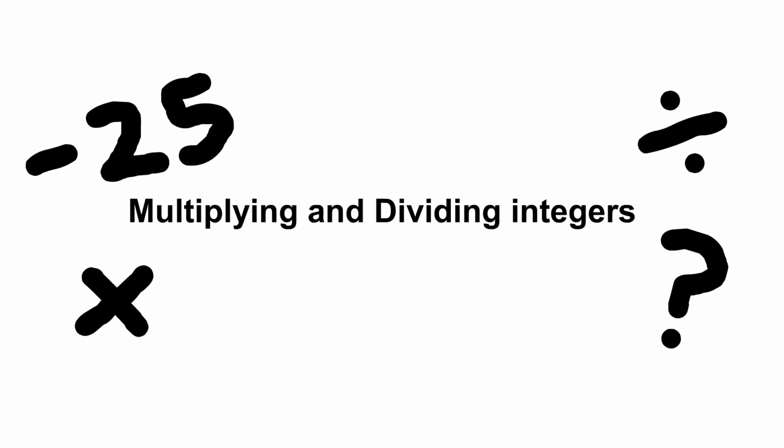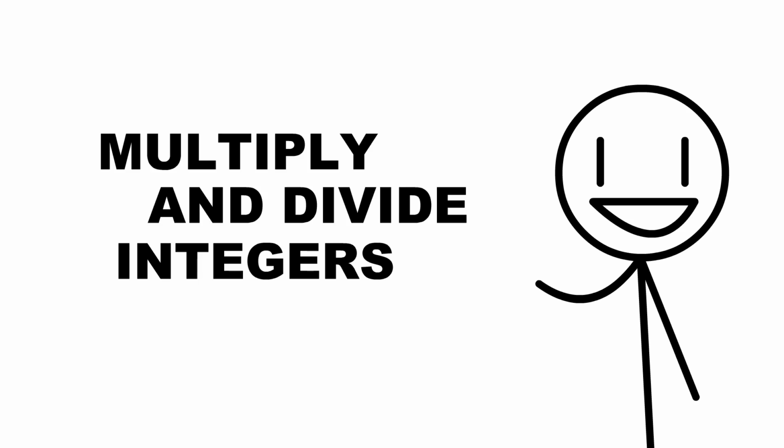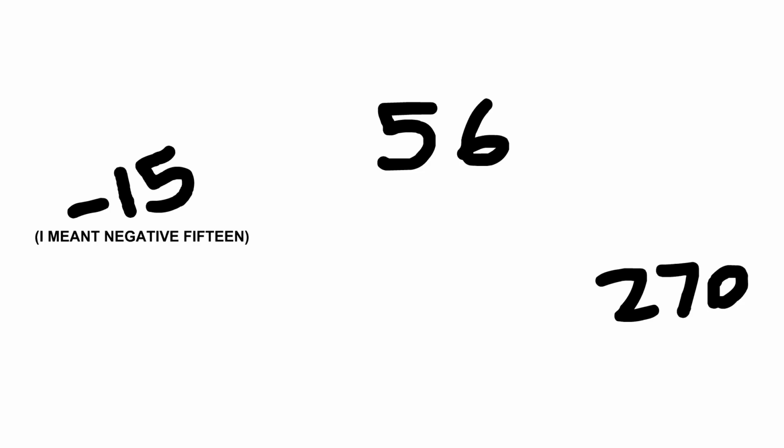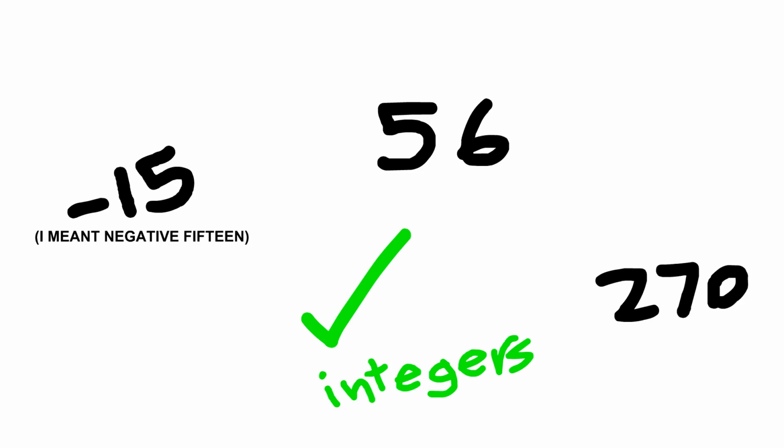Multiplying and dividing integers. In this video, we're going to look at how to both multiply and divide integers. First, you need to know what an integer is. An integer is a whole number. It can either be positive or negative. For example, 15, 56, and 270 are all integers.